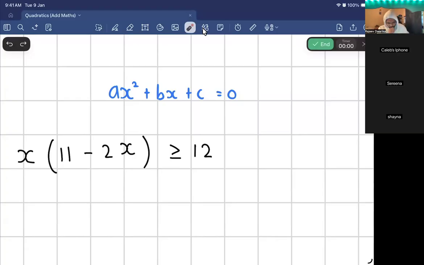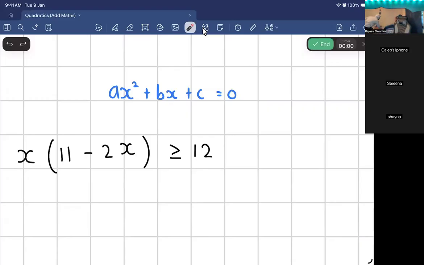Okay, Caleb, were you able to make a quadratic expression by chance? All right. Talk to me. Do you know what the first step is? There's no shame in saying no, or if you understand, talk to me. Do you know what the very first thing you have to do is?